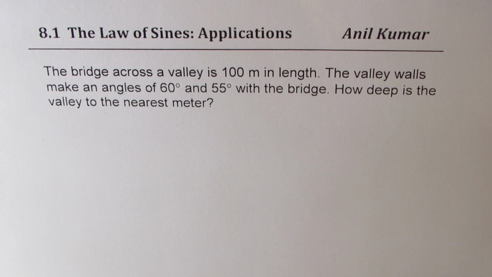The bridge across a valley is 100 meters in length. The valley walls make an angle of 60 degrees and 55 degrees with the bridge. How deep is the valley to the nearest meter?